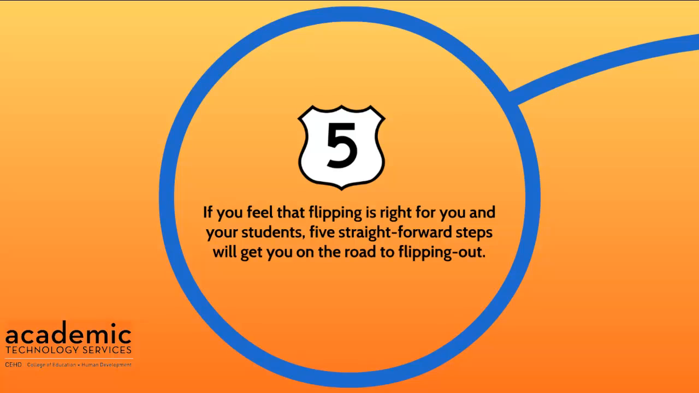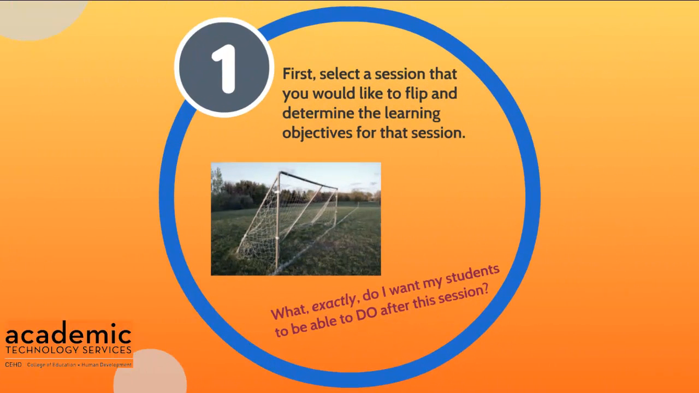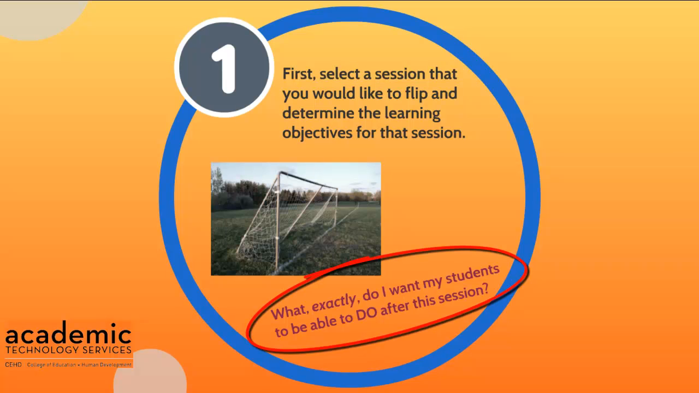If you're sold on the concept of flipping and feel that it is the right approach for you, your content, and your students, then there are 5 straightforward steps you can follow to get you on the road to flipping out. The first step is to select a session that you would like to flip, and then determine the learning objectives for that session. Most instructors already have a short list of objectives created for every session, but when flipping, it is important to have a detailed understanding of what your students will be accomplishing. Ask yourself, what exactly do I want my students to be able to do after this session?